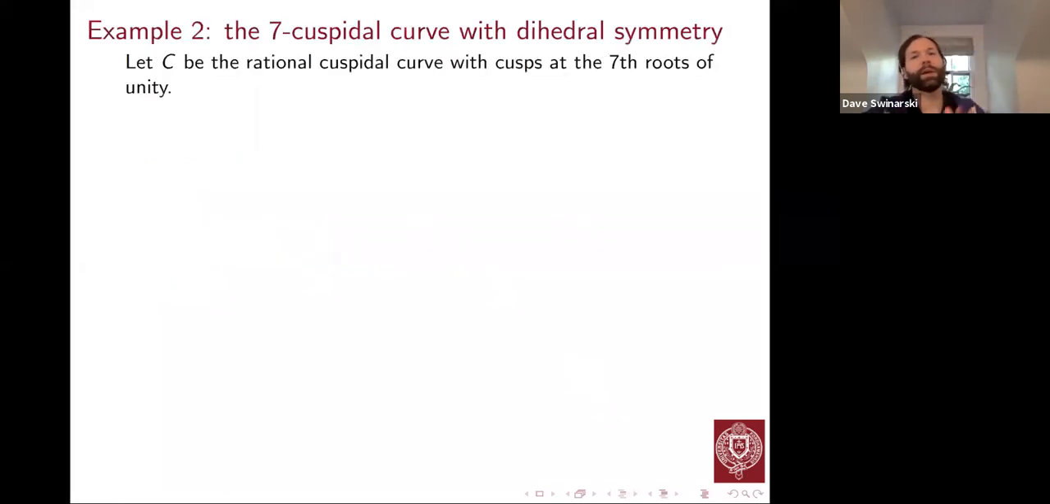Okay, on to a second example. Our previous example was a smooth curve. Let me do a singular one. So let's consider the genus 7 curve with 7 cusps arranged at the 7th roots of unity in the complex plane. Then you'll get an automorphism group that's the dihedral group of order 14.